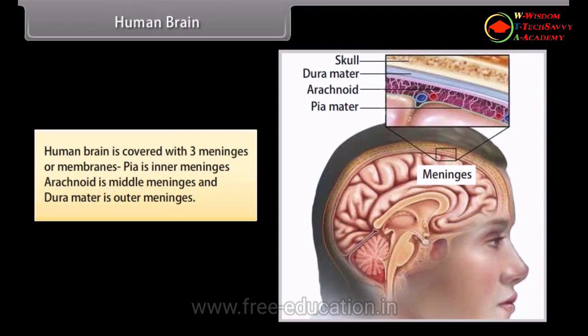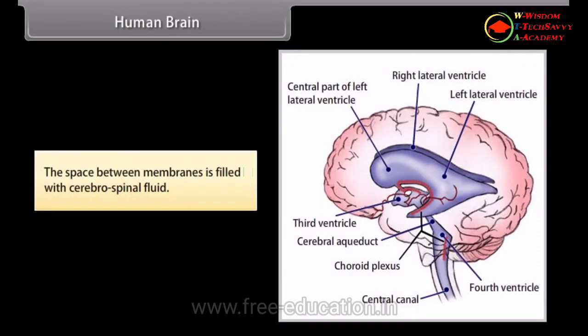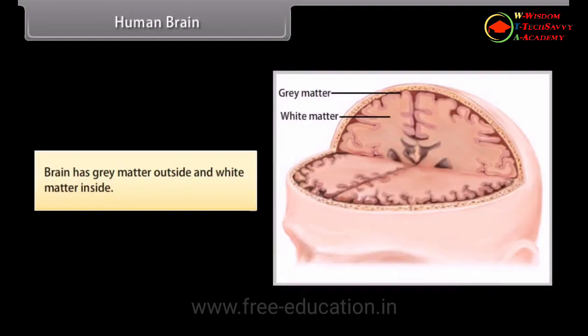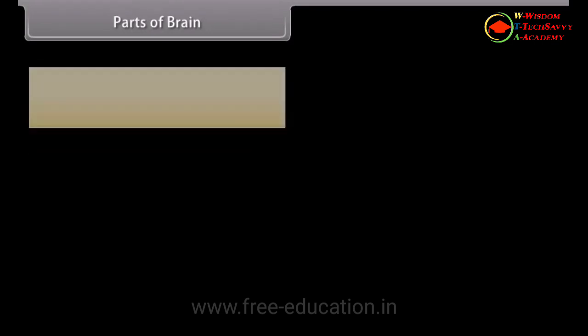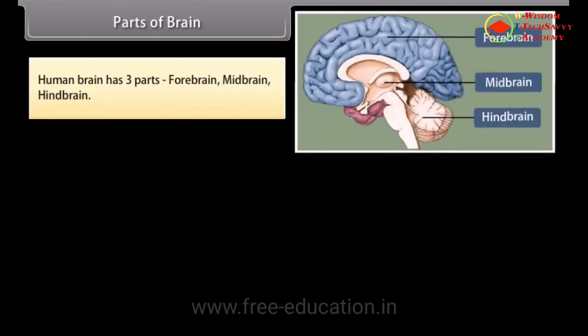Pia is inner meninges, arachnoid is middle meninges, and dura mater is outer meninges. The space between membranes is filled with cerebrospinal fluid. Brain has grey matter outside and white matter inside. Parts of brain. Human brain has three parts: forebrain, midbrain, hindbrain.